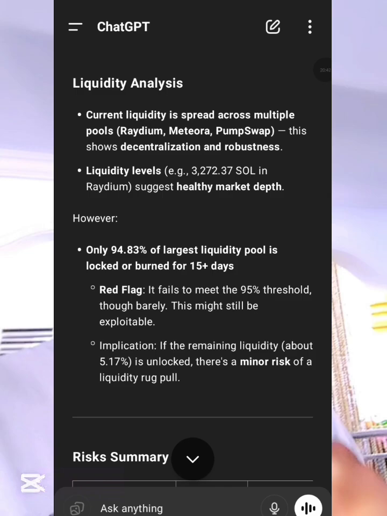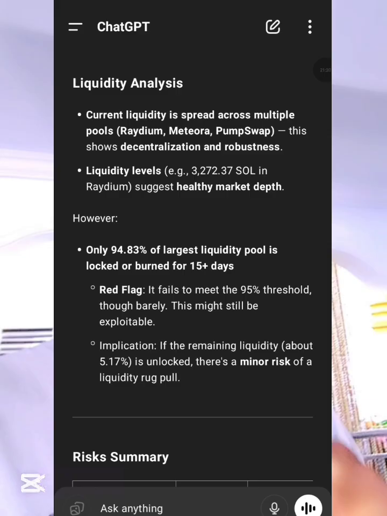So that is what ChatGPT is telling us: however, only 94.83% of the largest liquidity pool is locked or burned for 15 days plus. The red flag here is that it failed to meet the 95% threshold. It scored 94.83, which is very close to the 95% threshold, though barely. This might still be exploitable. So it falls a little short of the threshold, but it can still be manipulated, it can still be exploited. Now, the implication.